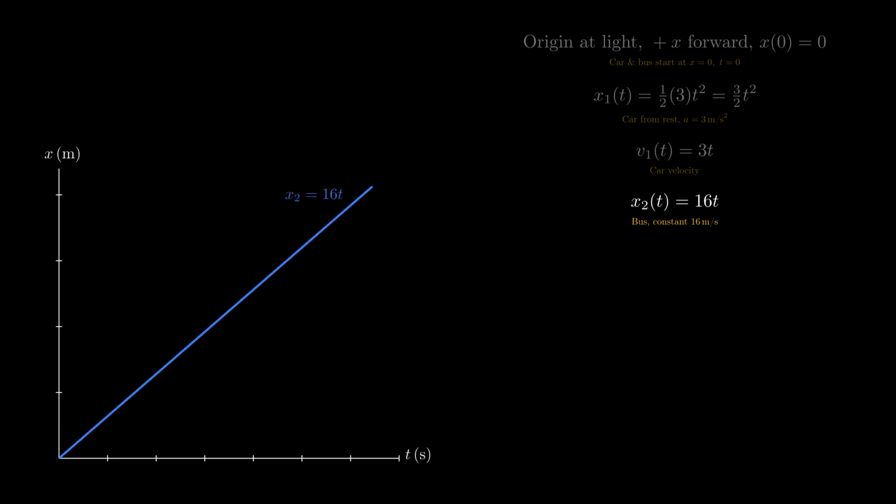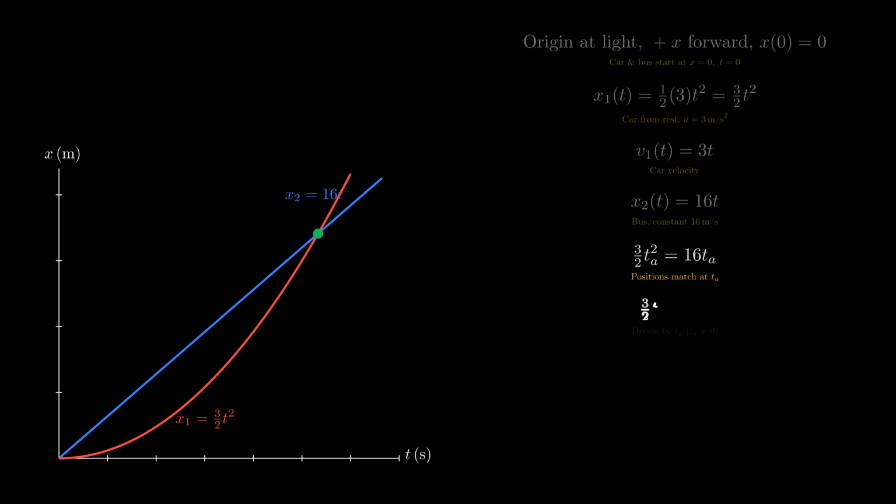On the position time graph, the bus traces a straight line while the car follows a parabola. Both start at the origin. The bus leads initially, but the parabola eventually crosses the line. At the overtaking time t sub a, the two positions match. Set 3/2 t sub a squared equal to 16 t sub a.